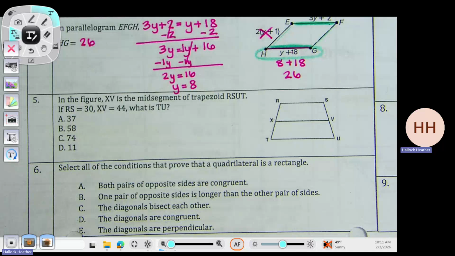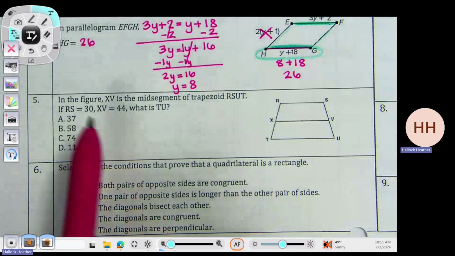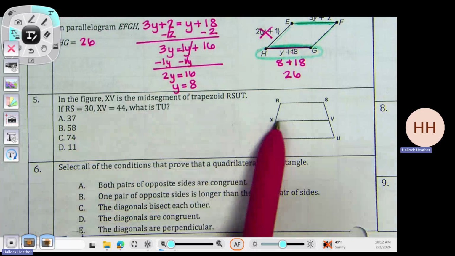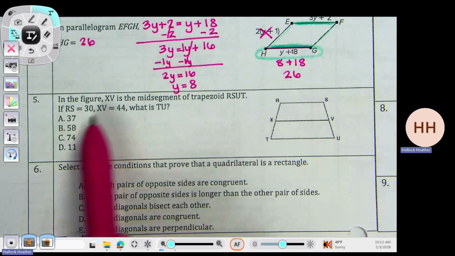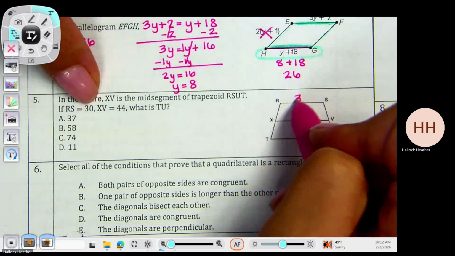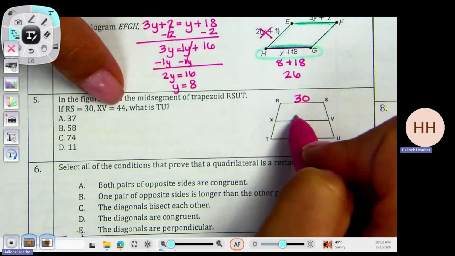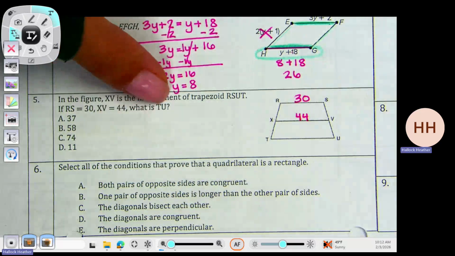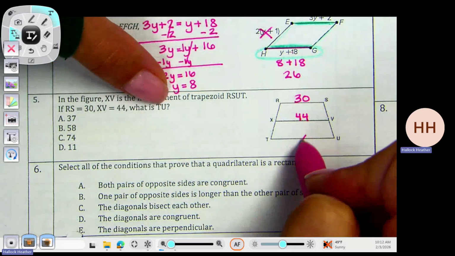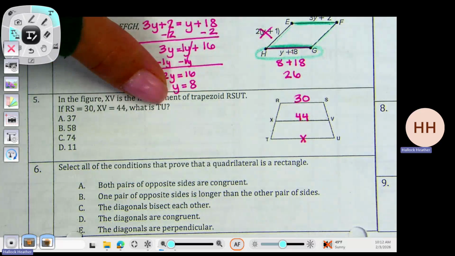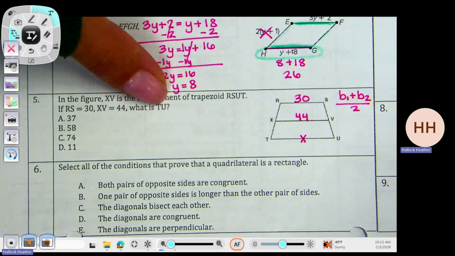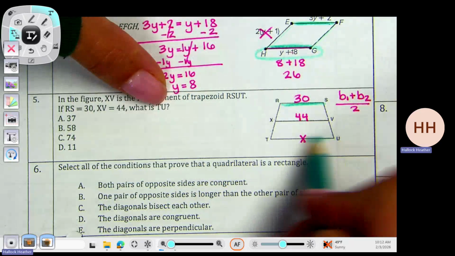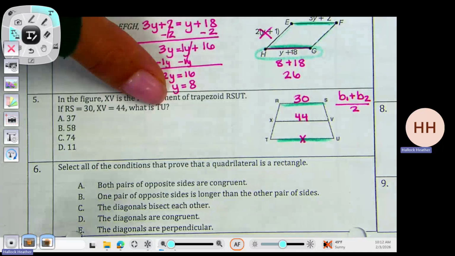You do need to know this for your EOC. You do need to know it for the test. It says in the figure, XV is the midsegment of our SUT. If RS is 30 and XV is 44, we need to find TU. Because there's a missing piece, we're going to call it X. So the formula is, I'll put it off to the side, base 1 plus base 2 divided by 2. So we're taking the top, we're adding the bottom, and we're dividing by 2.